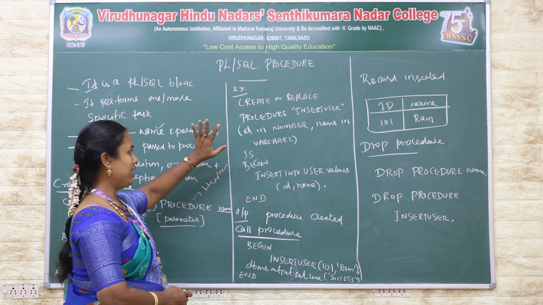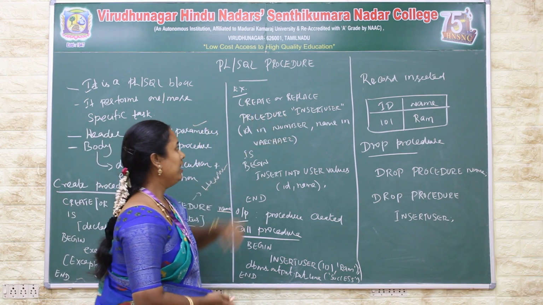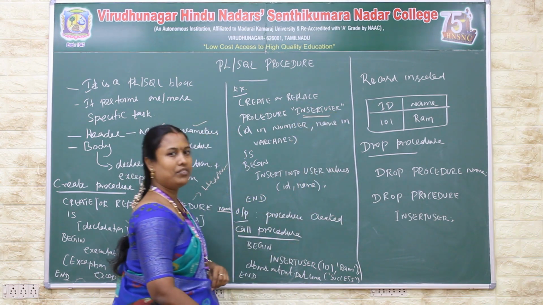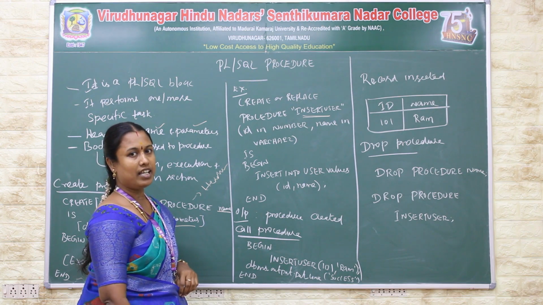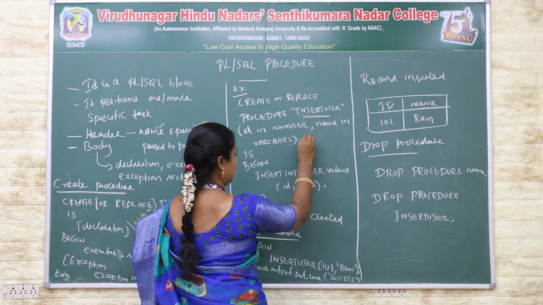This is the example for creating a procedure. Create or replace procedure insert_user. Insert user is the name of the procedure. Then this is the parameter list.